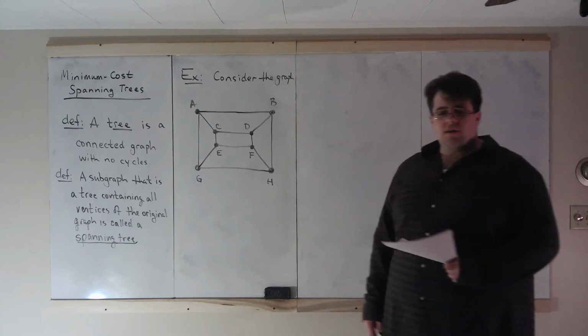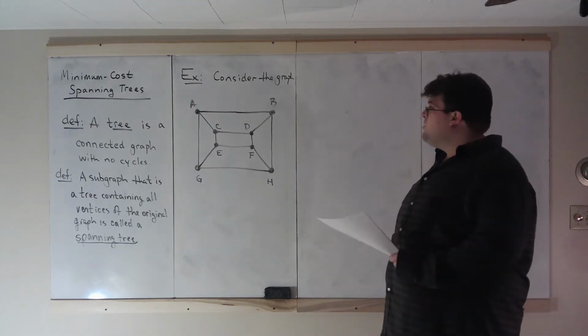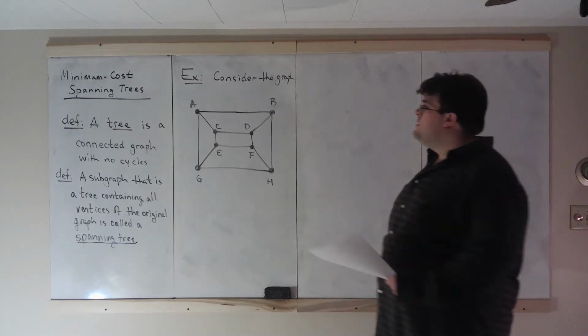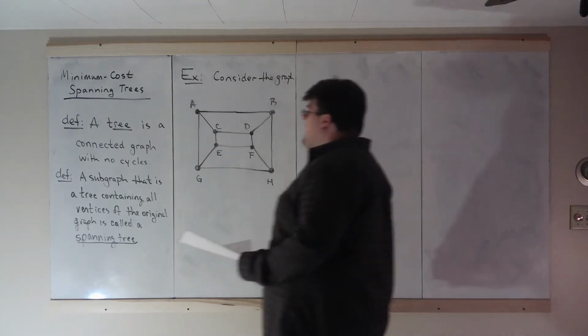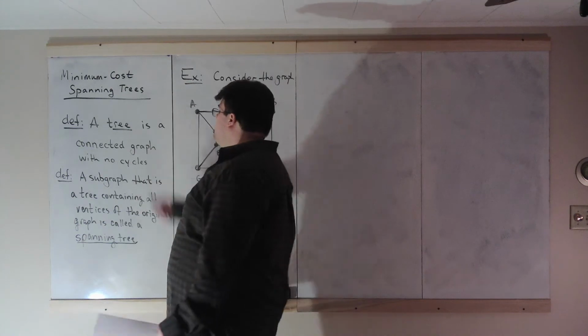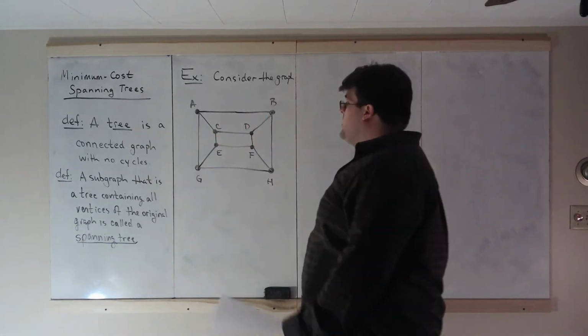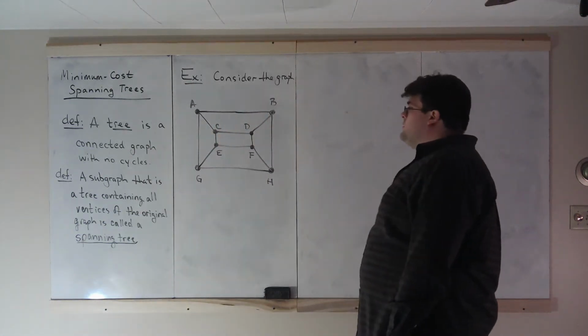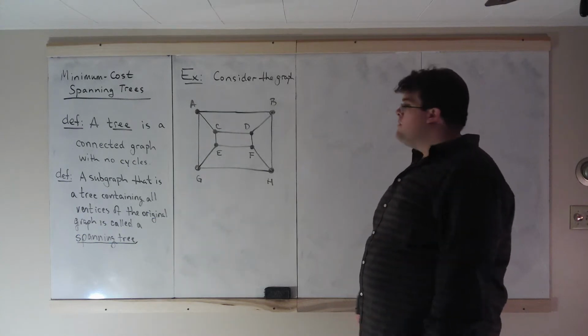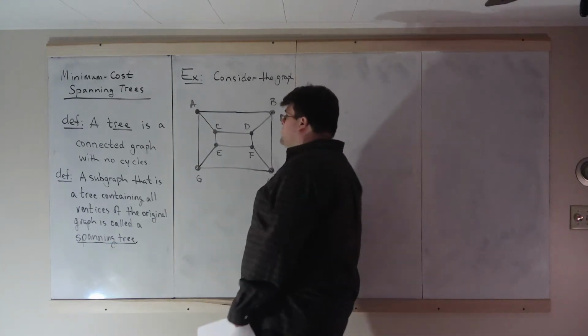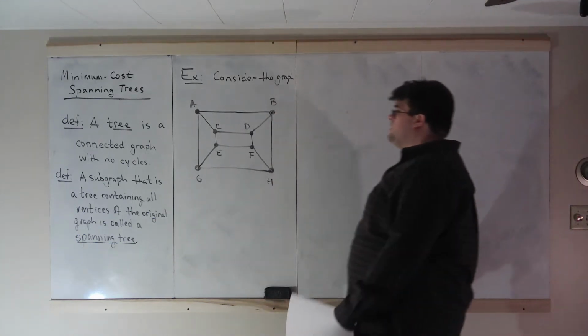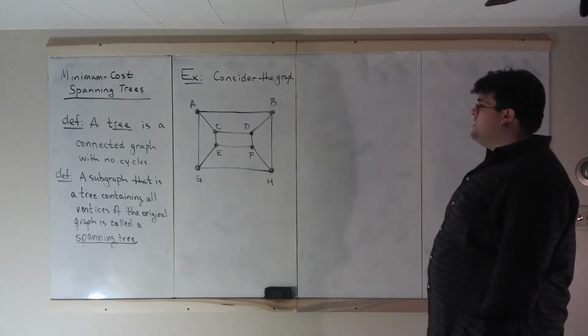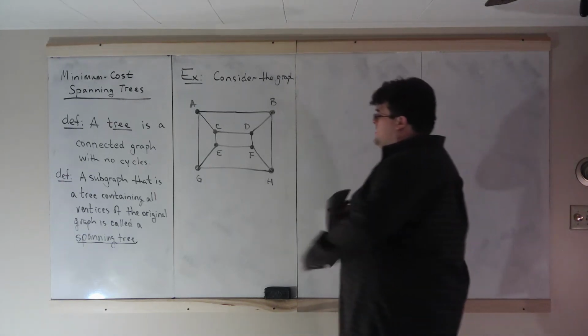Well, minimum cost, lowest cost, spanning tree. What's a tree? Well, we have this definition. Definition: a tree is a connected graph with no cycles. Okay. No cycles, and it's a graph, and it's connected. It's in one piece, it's a connected graph. Great. What's a spanning tree?